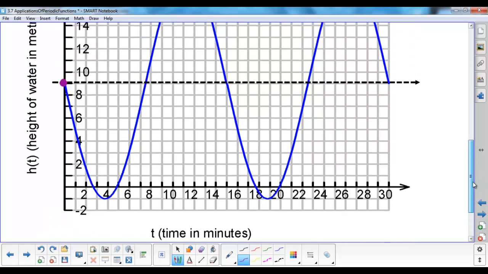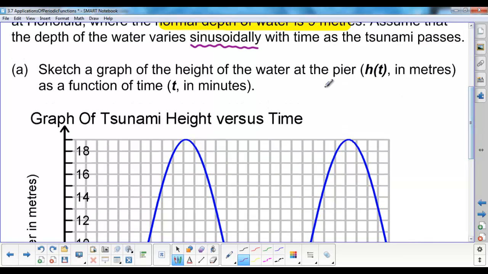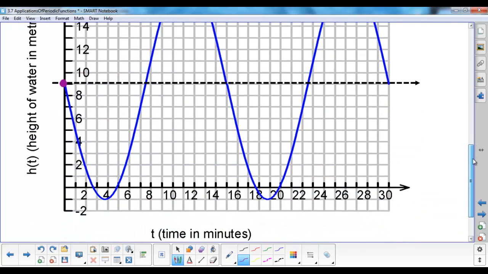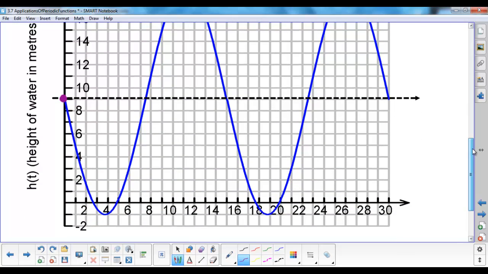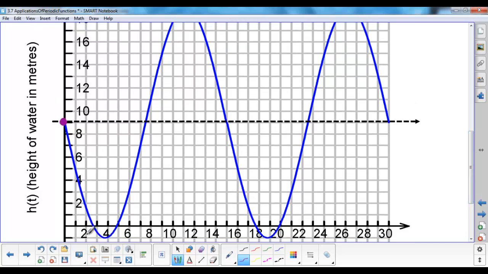And maybe one other thing to note here that I forgot to mention is that this time we're working with t in minutes, not in seconds. So we don't need to convert anything into seconds. Okay, so after 3.75 minutes, because that's our first critical point, we should hit our minimum. The way that we calculate the minimum is given to us by our amplitude and our midline.